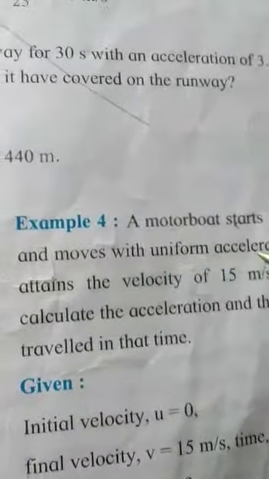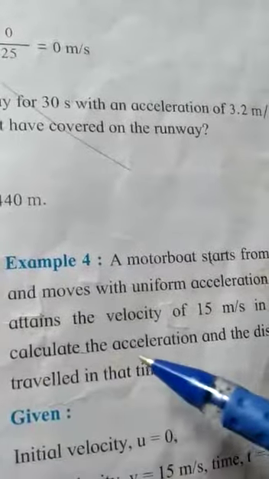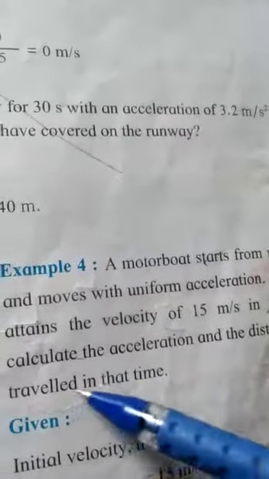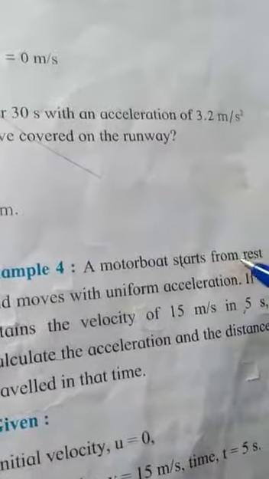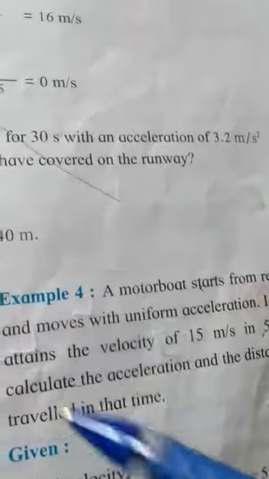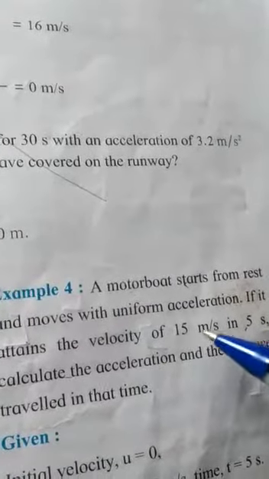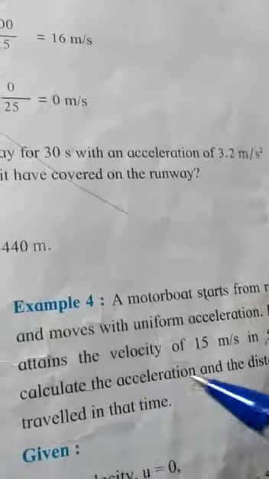Is it clear? Now similarly, see the second example. A motorboat starts from rest and moves with uniform acceleration. If it attains a velocity of 15 meters per second in 5 seconds, calculate the acceleration and the distance traveled in that time.